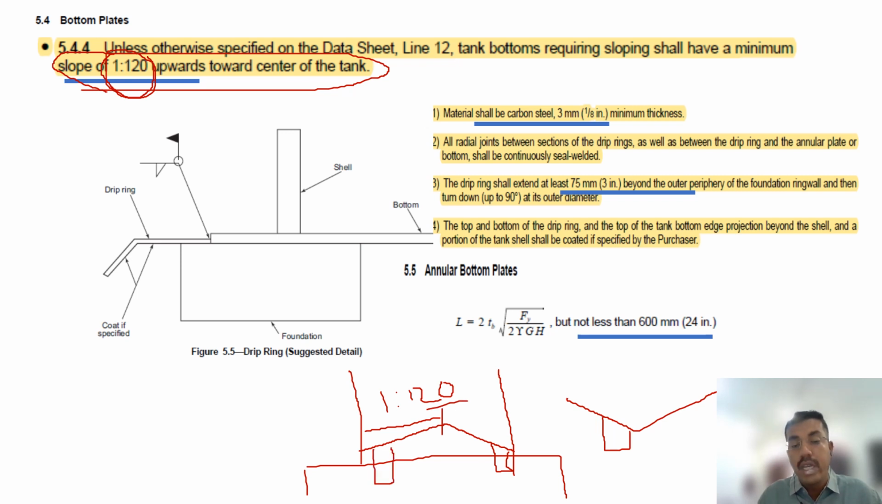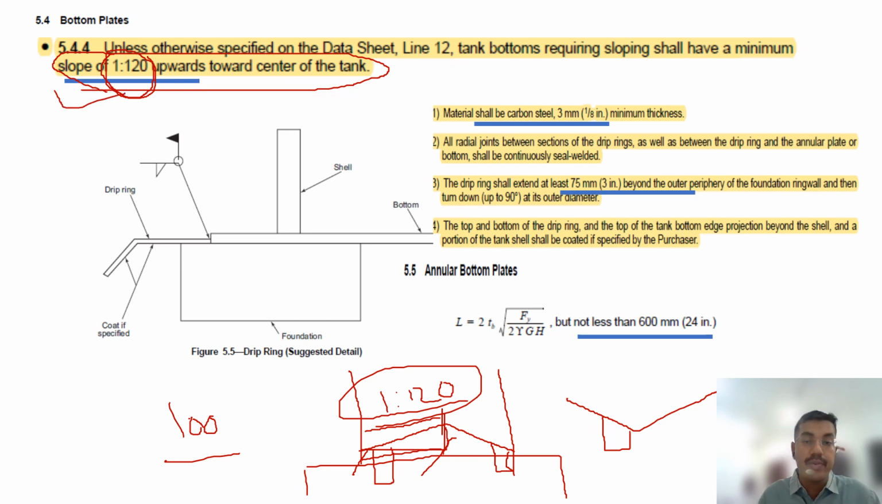So here there may be one open book question. If the tank diameter is, let's say, 100 feet, then how much slope will there be? So you have to calculate. Diameter 100 feet means the radius is 50 feet. So for 50 feet at 1:120 you have to calculate how much slope will be there. This question usually comes in the open book.